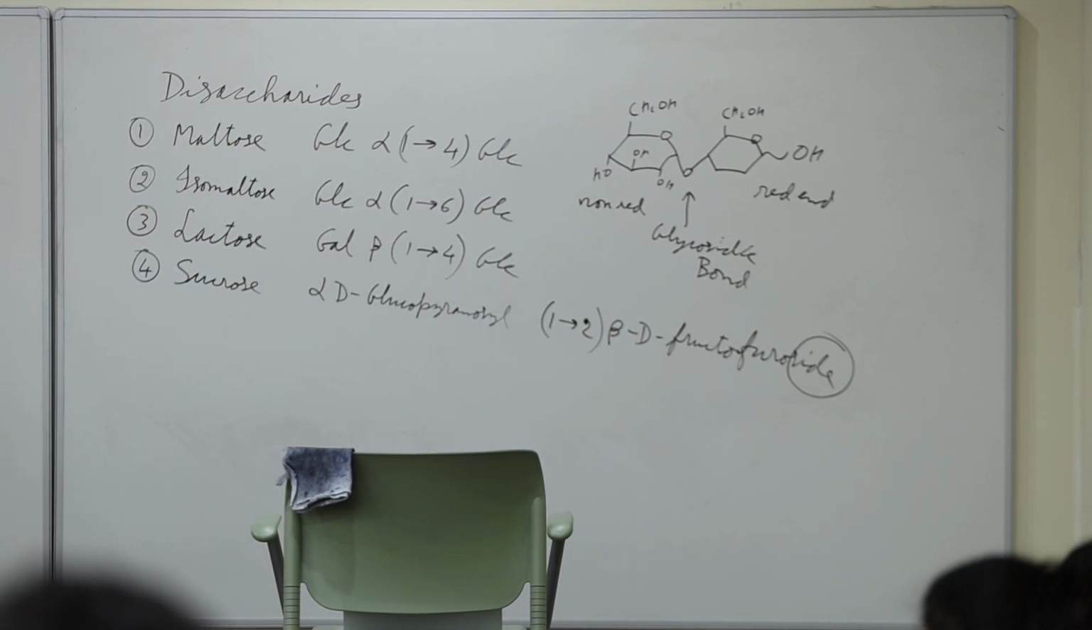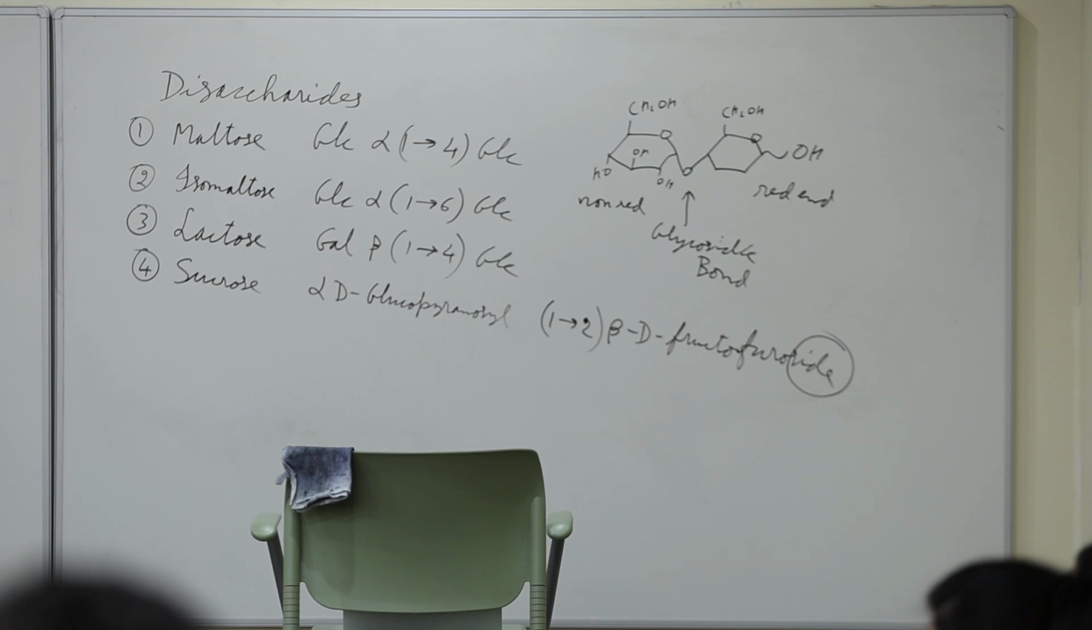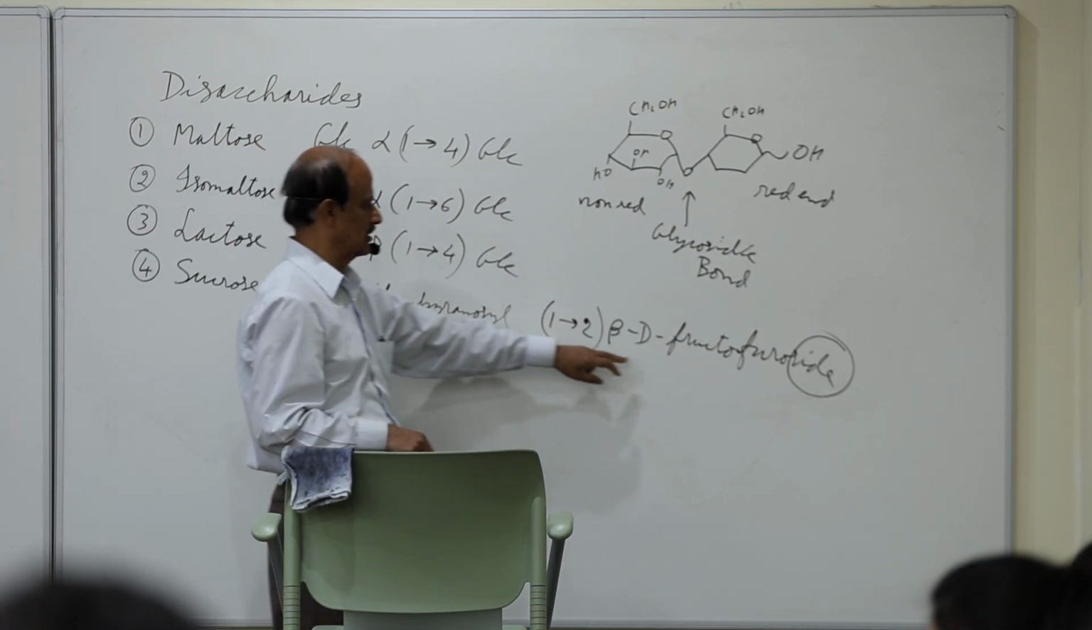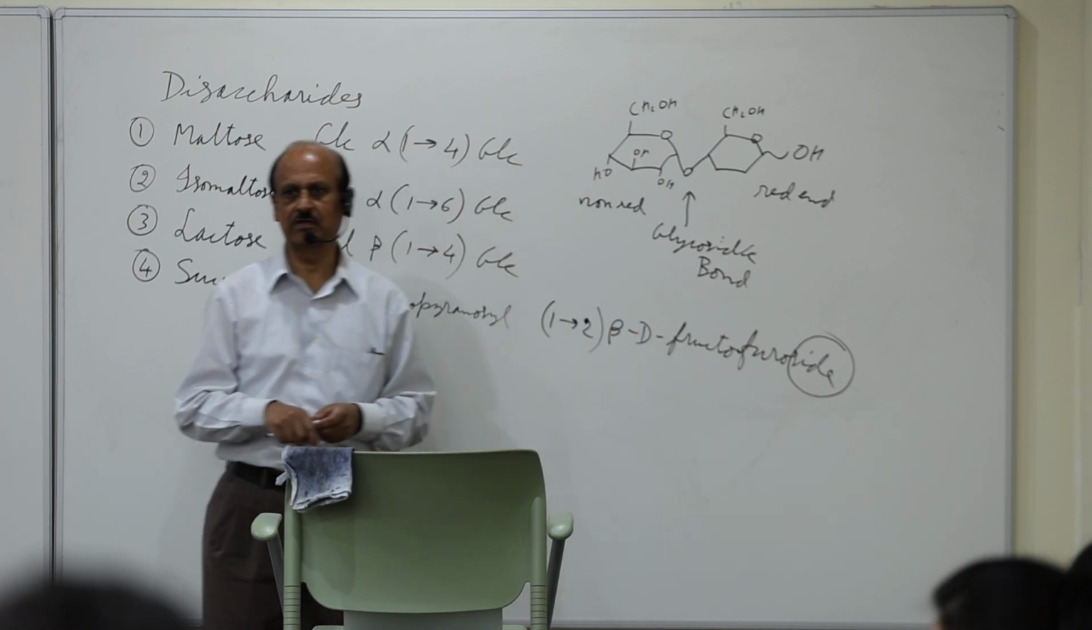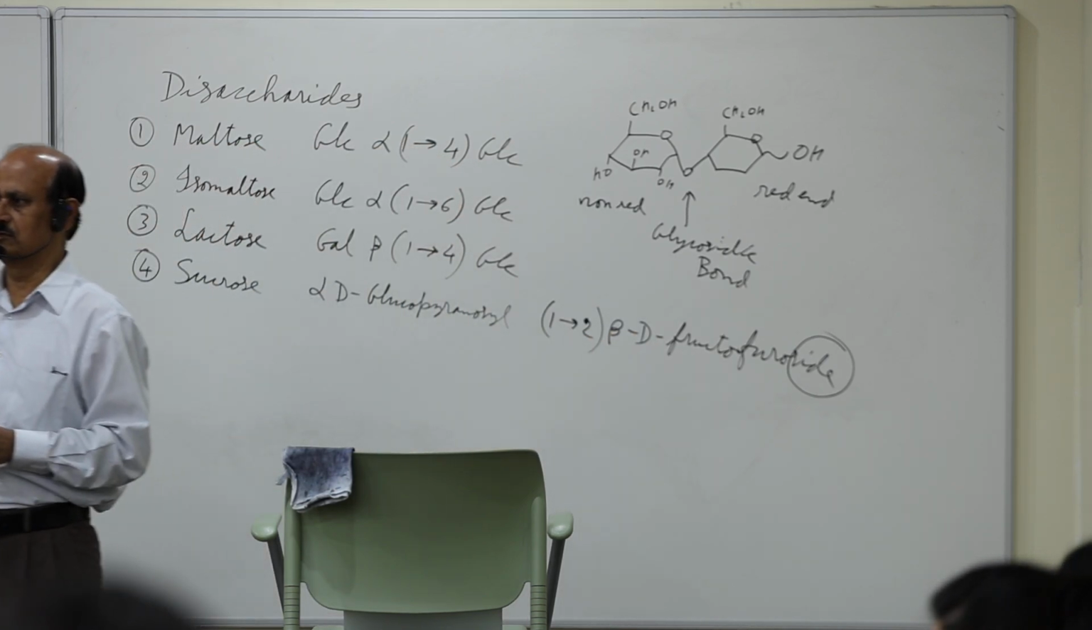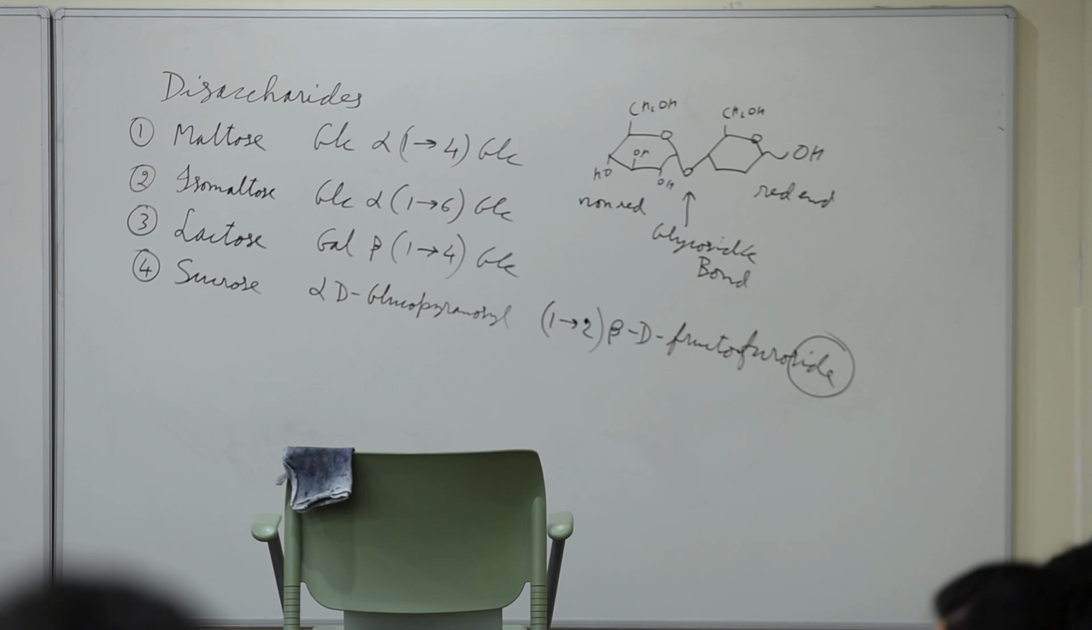Remember, fructose has a keto group at carbon 2. Glucose has a carbonyl group at carbon 1. So 1 is the anomeric carbon of glucose, 2 is the anomeric carbon of fructose, so there is no anomeric OH left. And so this is a non-reducing sugar. So sucrose is a non-reducing sugar, whereas the other ones are reducing sugars because they have one ring that has the anomeric OH.